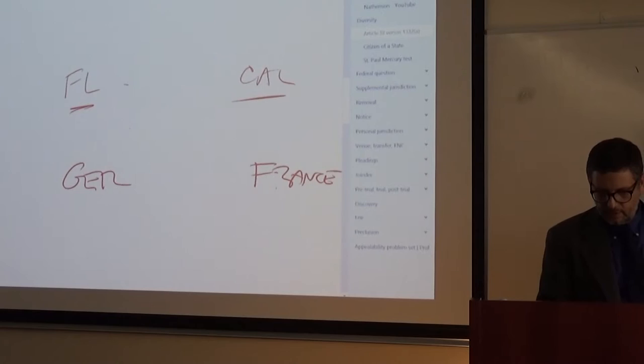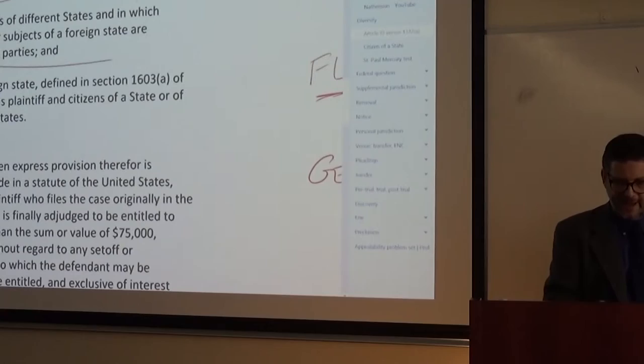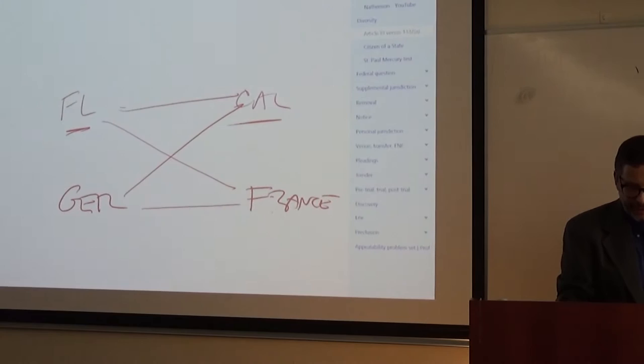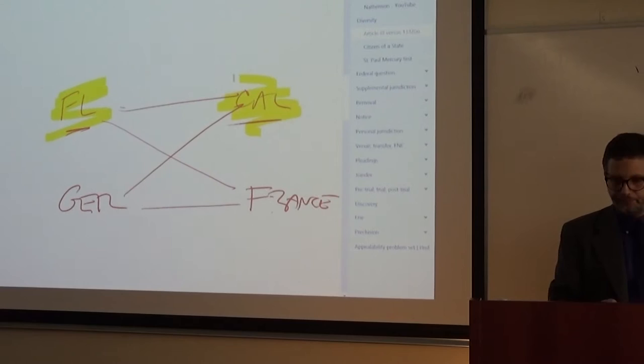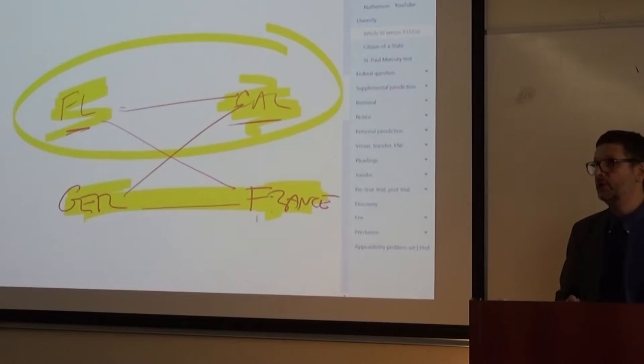Florida sues California. Germany sues California. Florida sues France and Germany sues France, okay? Well, look at section (a)(3). A suit between citizens of different states and in which foreigners are joined as additional parties, okay? Well, here we have citizens of different states, namely Florida and California. That's the threshold requirement. Under section (a)(3), as long as you have citizen of a state versus citizen of a state, then you can join in additional foreigners, and those foreigners can even be suing each other.